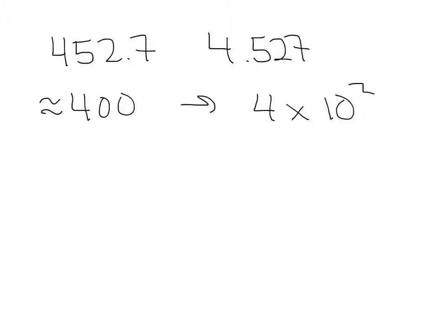4.527, all digits that we know, also times 10 squared. Because it's the same size number, which our exponent tells us. So it's either 4 times 10 squared, which is approximately 400, or 4.527 times 10 squared, which is the number 452.7.